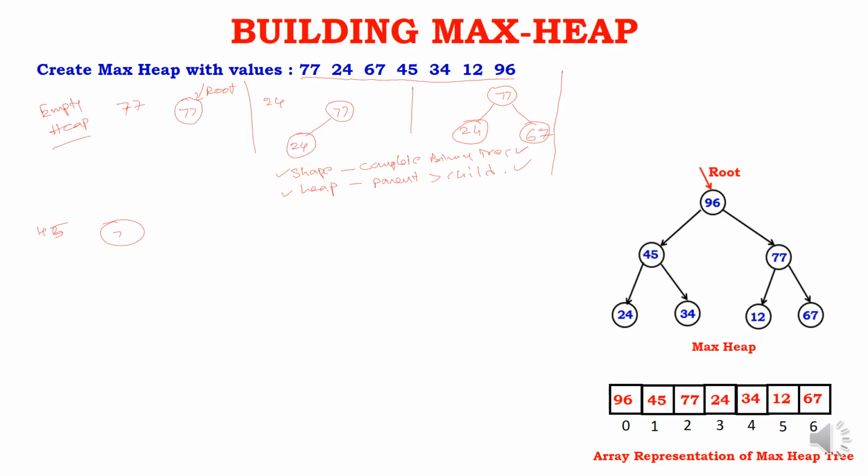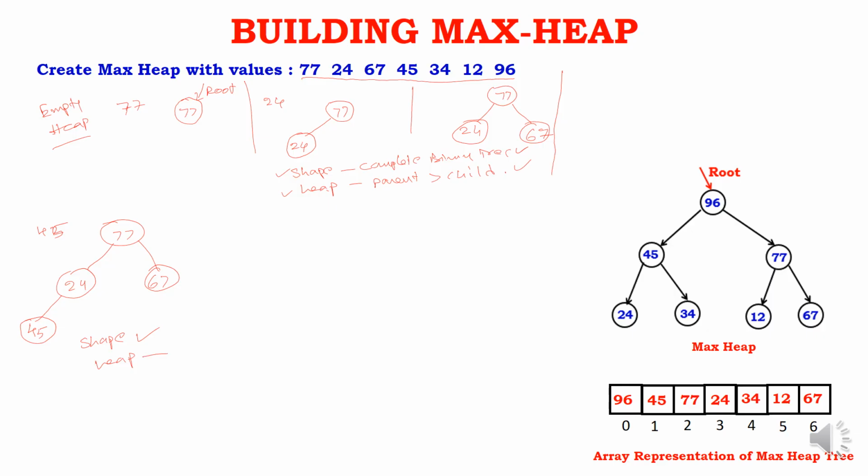3 is 77, 24, 67. 45 will be inserted in the next level starting from first location left to right. So 45 is inserted here. Check whether it is satisfying shape and heap. Shape is satisfied. It is following complete binary tree.